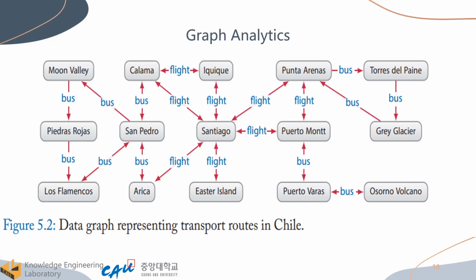In the context of Figure 5.2, such analysis may tell us that routes to Grey Glacier, Osorno volcano, and Piedras Rojas are the most brittle, becoming disconnected if one or two bus routes fail. In the context of Figure 5.2, such analysis may tell us that Calama and Arica are similar nodes based on both having return flights to Santiago and return buses to San Pedro.